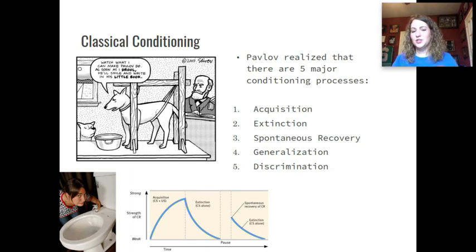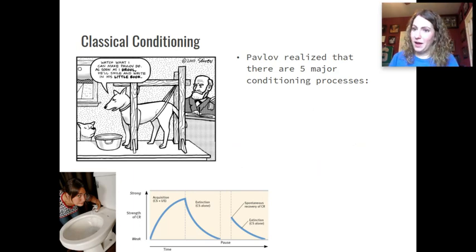Okay. So going back to Pavlov. Two big guys with classical conditioning: Pavlov, dogs, and John B. Watson, and that's with baby Albert. I guess you could say baby Albert's the third name, but he's not the psychologist. He's the patient. Okay, so Pavlov realized there's 5 major conditioning processes.